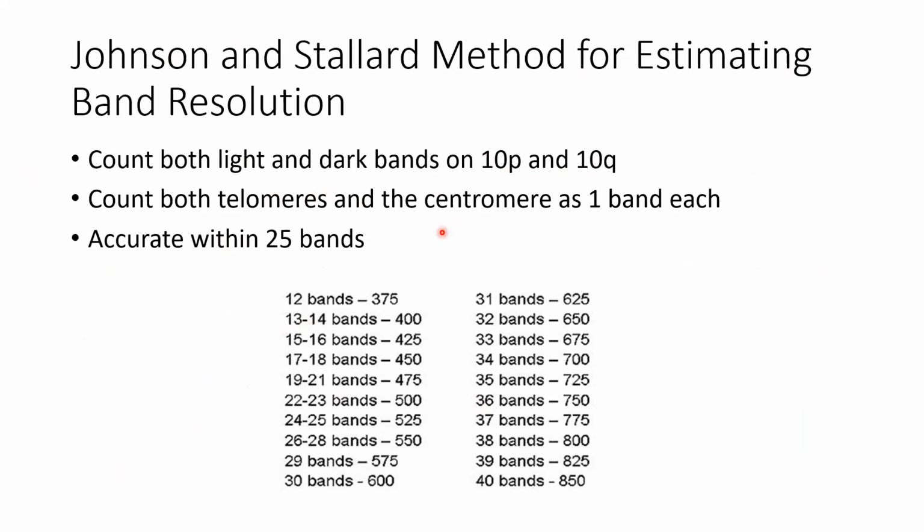So again, if by counting all of this on a chromosome 10, I've got 15 bands, then I'm talking about a 425 band level resolution. If I've got 30 bands, I've got a 600 band resolution. So those are some of the ways. You don't need to worry about that this week, but I just wanted to give you that information so that when you do start working on cases and get a little bit more into identifying chromosomes, you can give us an idea of what you think the band resolution is.